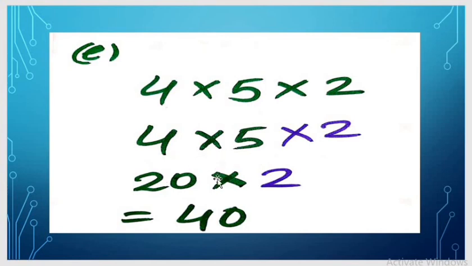So 4 5s are 20, multiply by 2. 20 2s are, okay, 2 2s are 4 and 0 as it is. See here, 2 2s are 4, and we put the 0 as it is, so 20 2s are 40. Got my point, all students? I hope you all have understood.